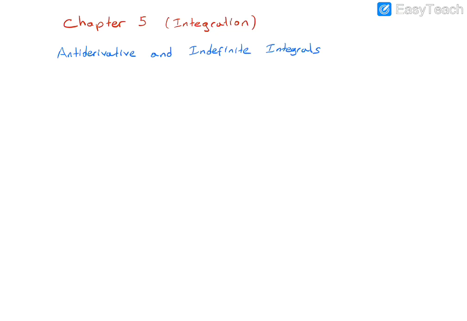We now know how to find the derivative of many functions. So, what is the reverse operation of the derivative? Actually, the reverse operation, which is called anti-differentiation or antiderivative, will receive our attention in this and the next 2 or 3 sections. So let's start from the antiderivative.